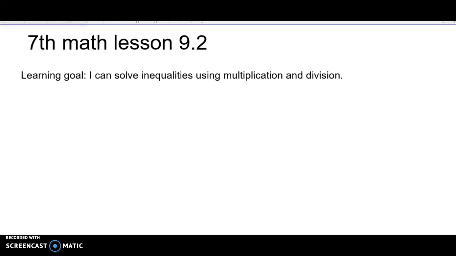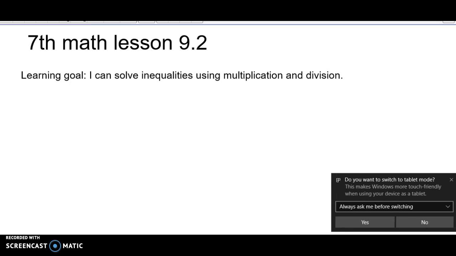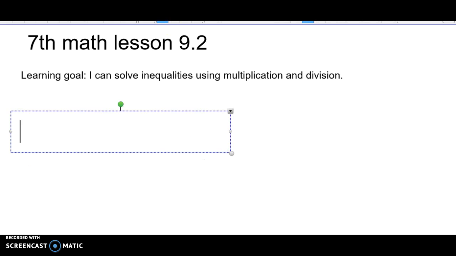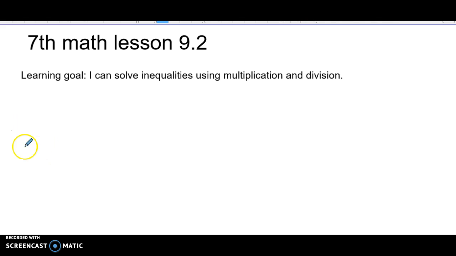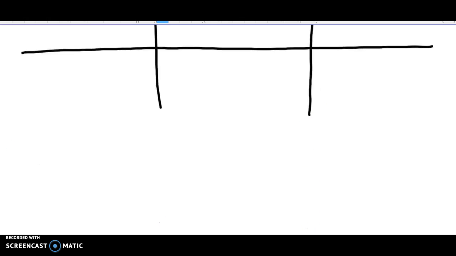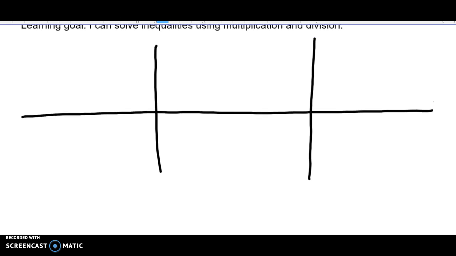All right, seventh grade, we're going to look at lesson 9.2 today, solving inequalities using multiplication and division. So here's what I want to do. I want to consider 6 different similar inequalities and see how they are related to each other.